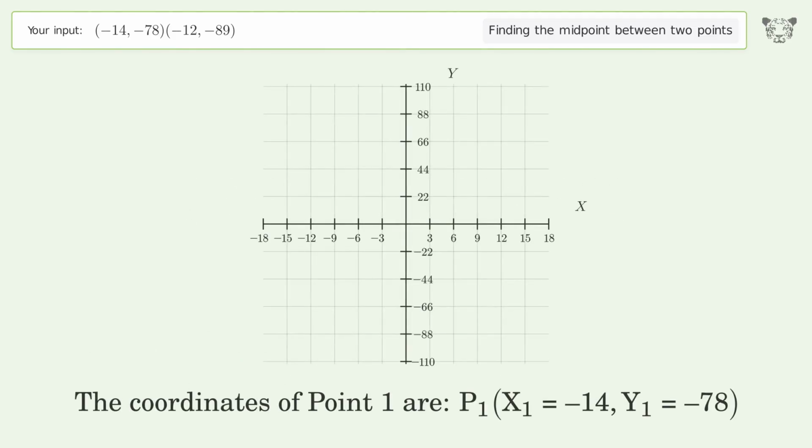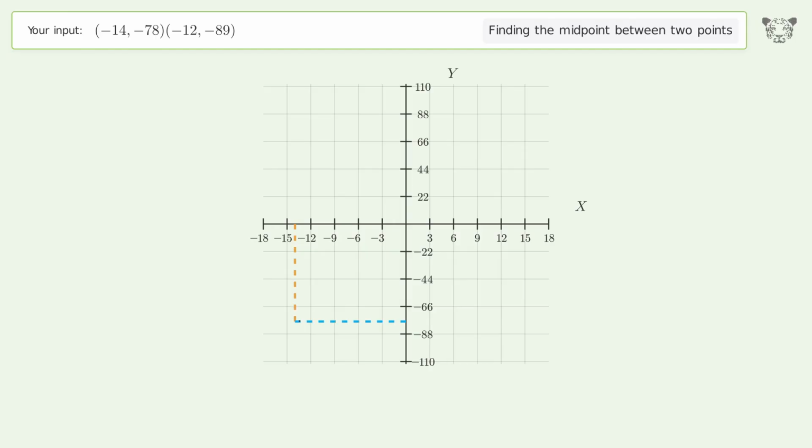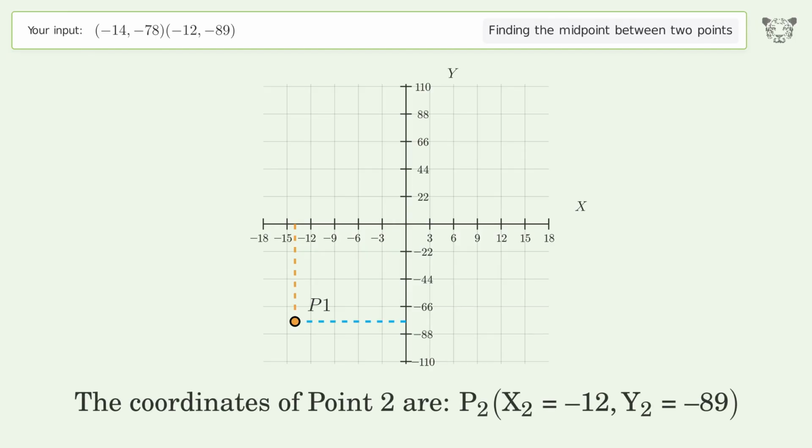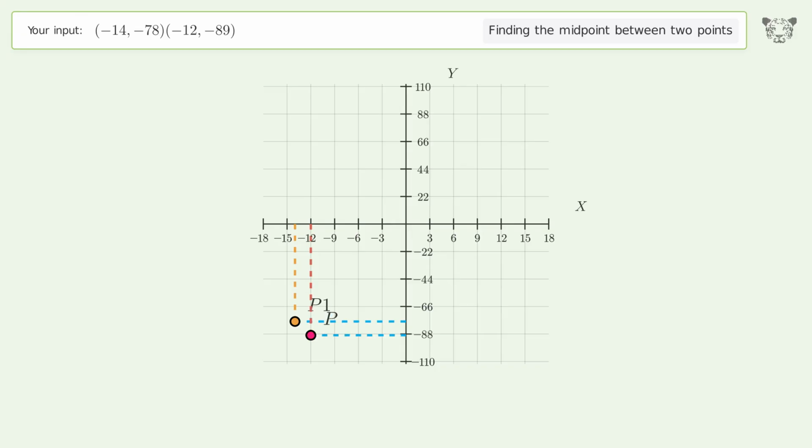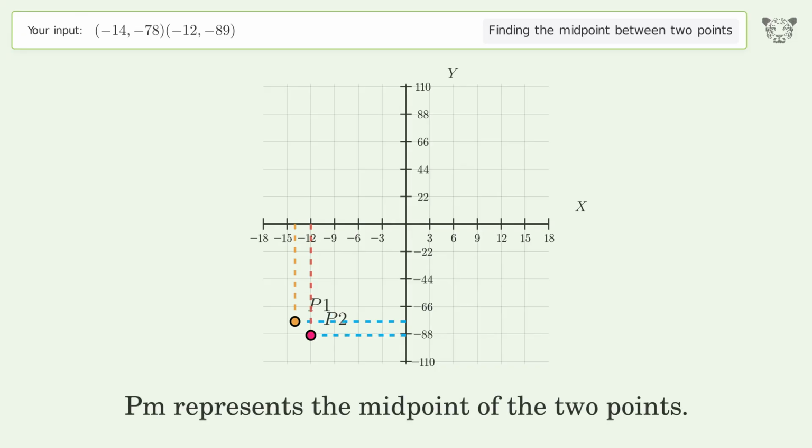The coordinates of point 1 are, x1 equals -14, y1 equals -78. The coordinates of point 2 are, x2 equals -12, y2 equals -89. PM represents the midpoint of the 2 points.